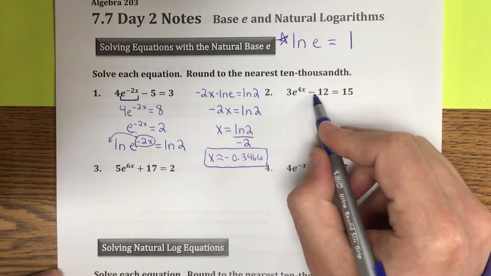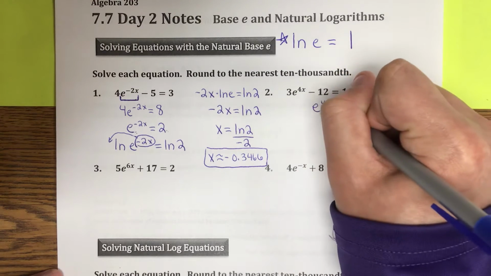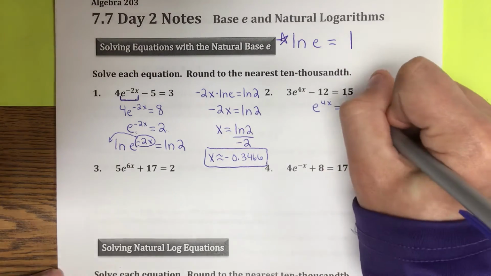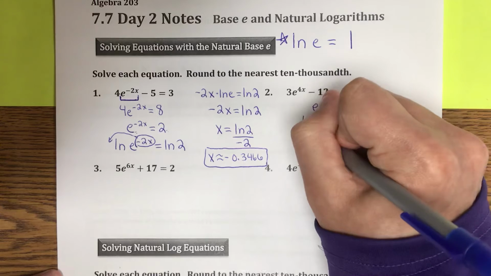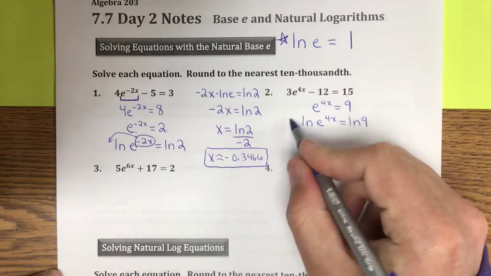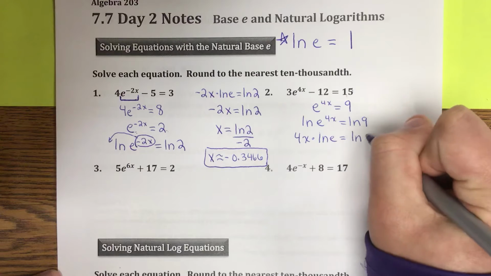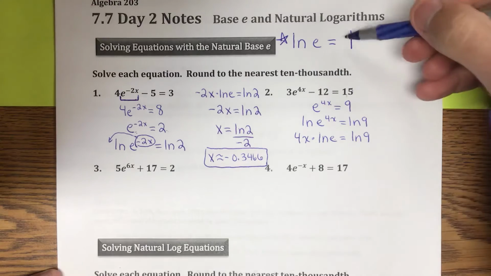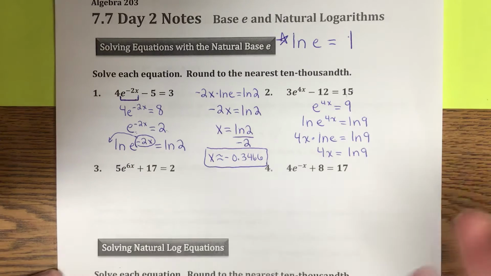So for problem number 2, I'm going to add the 12, and then I'm going to divide by 3. So I'm going to do that all in one step. So 15 plus 12 is 27. 27 divided by 3 is 9. Now e and 9, those bases can't be the same, so then you're going to take the natural log on both sides. And then you're going to bring the 4x out front. And a lot of times what you may see me do, it's kind of up to you, you might not even need to write out ln of e. If you know that's equal to 1, then you can just say 4x is equal to the natural log of 9, and then just divide by 4.